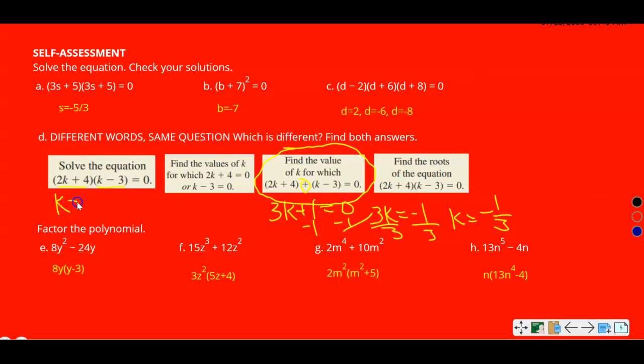So for 3 of these, we're going to have k equals negative 2 and k equals 3. Sorry, you subtract 4 and divide by 2. Subtract 4, divide by 2, you get negative 2. All right, so that's going to be the same answer for the first, the second, and the fourth one. But the third one is only going to have one answer of k equals negative 1/3. So hopefully you can see the difference there for that third one. That plus makes a big difference in what your answer is going to be.